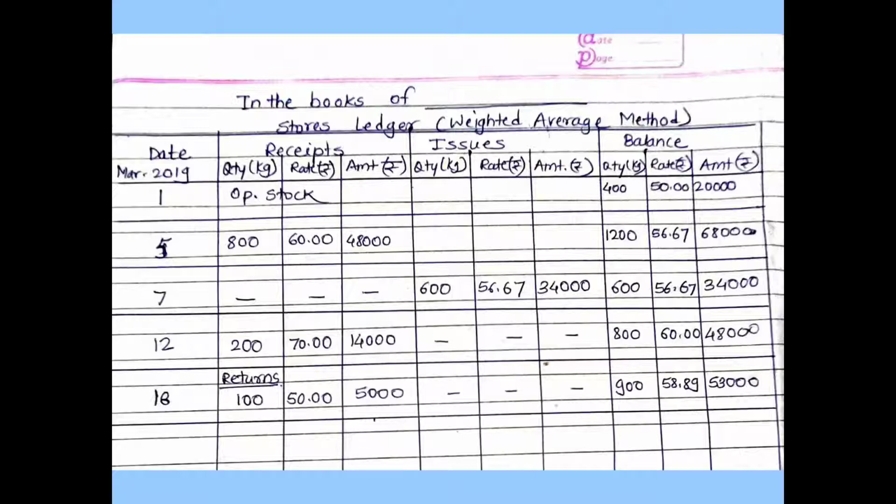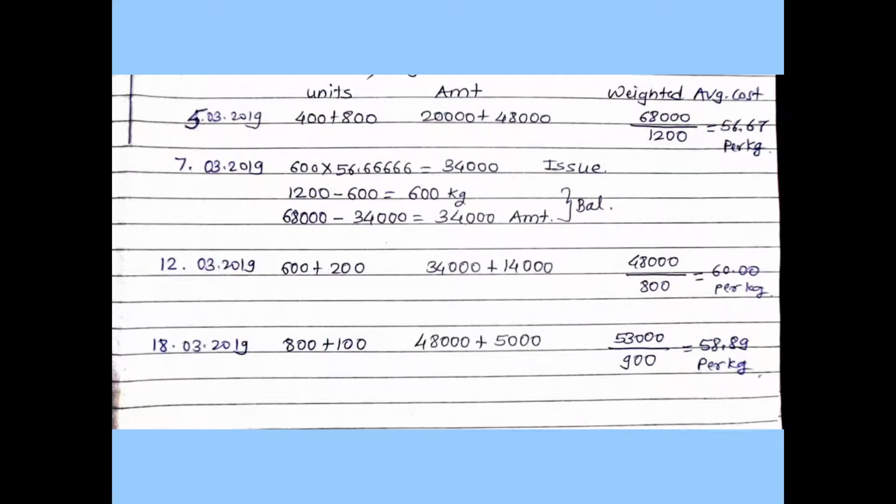Now we will add this to stock. So 800 plus 100 makes 900 kg material, and amount 48,000 plus 5,000 makes 53,000. So 53,000 divided by 900, making a cost per unit 58.89. Here the calculation is given: 800 plus 100, 900. 48,000 plus 5,000, 53,000. 53,000 divided by 900 is equal to 58.89 per kg.